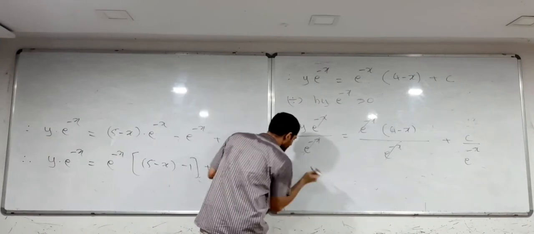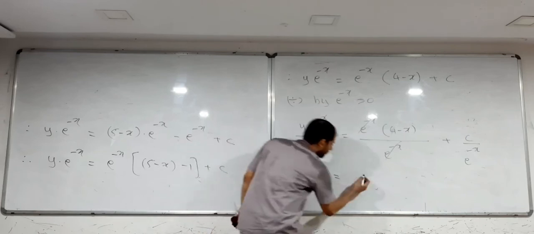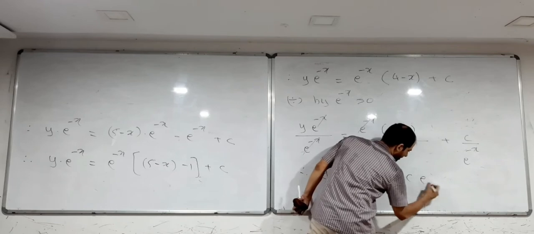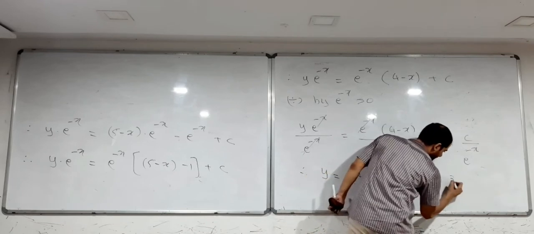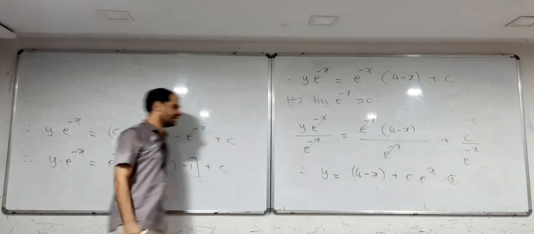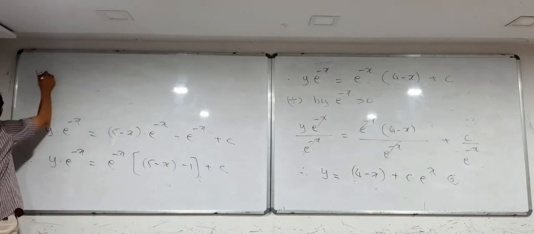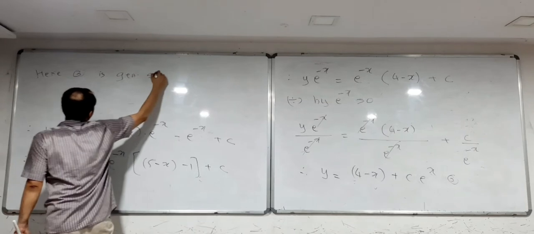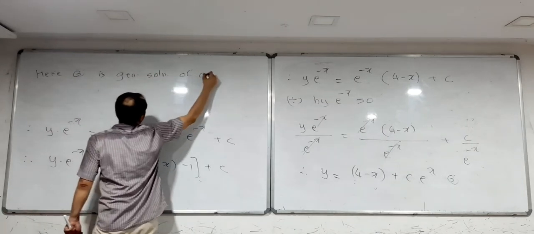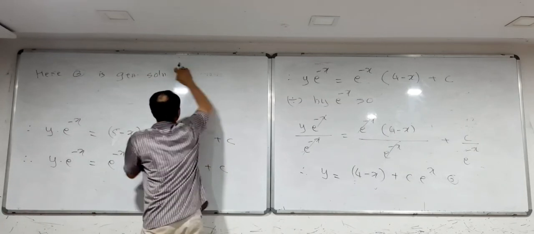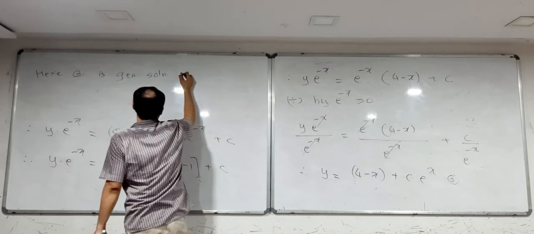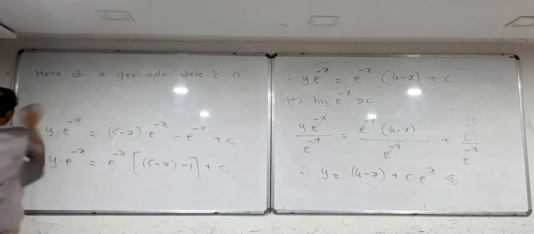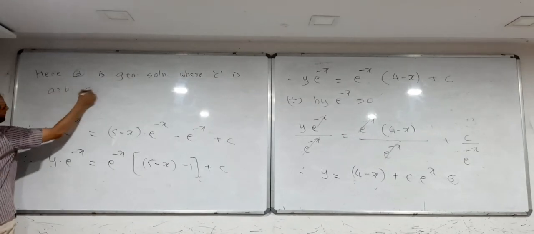So y is equal to 4 minus x plus c into e raised to x. इसको रिजल्ट नंबर 3 दे दो. 3 is general solution of curve. General solution of the curve लिखने की जरूरत नहीं, having where c is arbitrary constant.